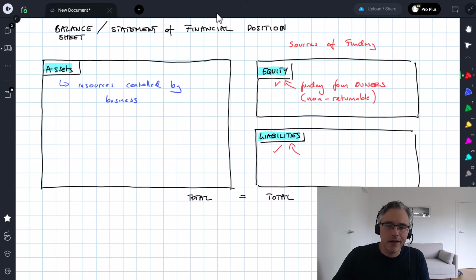Liabilities, on the other hand, are supposed to reflect funding that the business has received, but of a returnable nature. So this is returnable funding. For example, a loan from a bank would be a source of returnable funding, because you've got to pay it back. If you issue bonds as a company, corporate bonds, once again, you receive funding that you'll have to return in the future, and that shows up under liabilities.